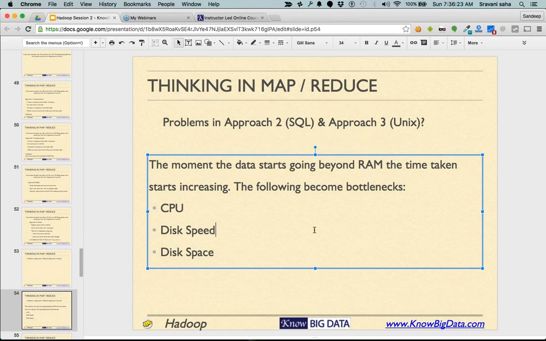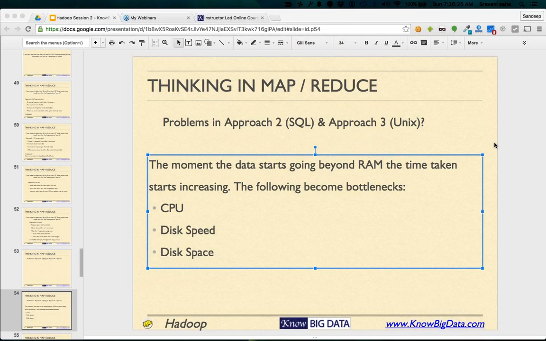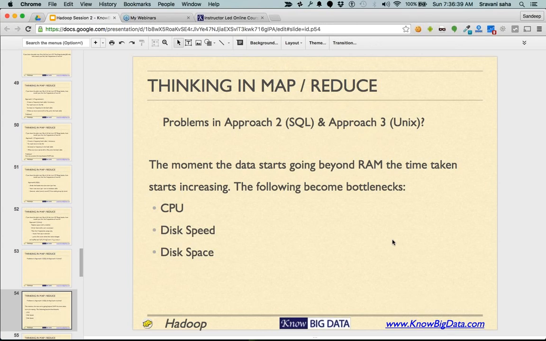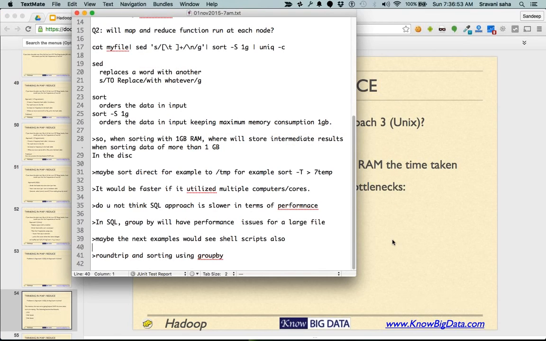All right. So, the moment the data starts going beyond RAM, the time taken will keep on increasing. Okay, and as the data keeps on growing bigger and bigger, there will be many things which will become the bottleneck. First will be your CPU. Also, for Peter, who was asking that we could make it parallel, there is a command.